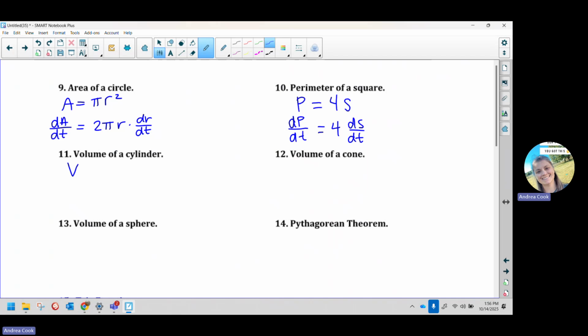All right, volume of a cylinder is... oh no, that's a cone. Cylinder is base times height, pi r squared h, and then we have to do a product rule. So dV over dt, I'm going to attach the pi to the r squared: pi r squared dh over dt plus 2 pi r dr over dt times h.